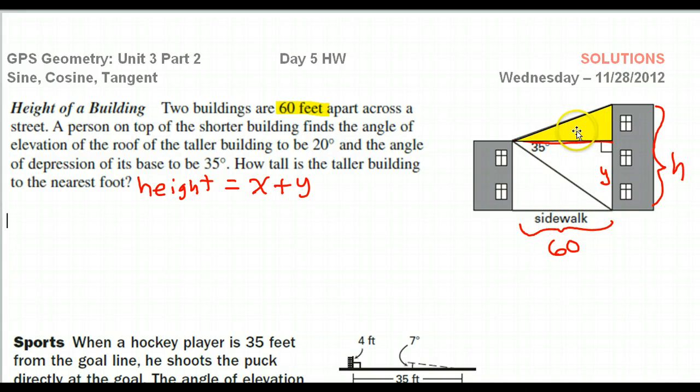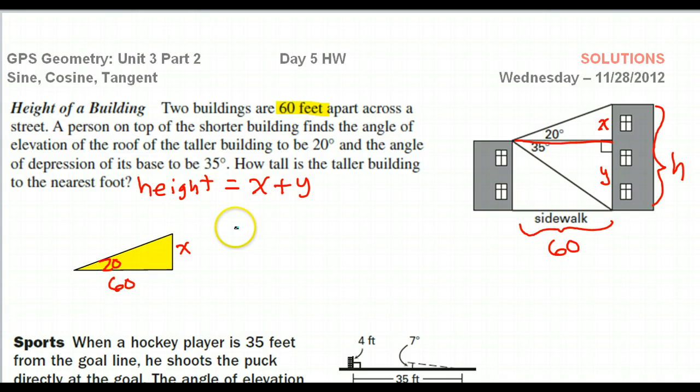Okay, look at this top triangle first. So I'm going to pull that off to the side. So looking at this top triangle, this is 20, and we're trying to find X, and we also know that this is 60. All right, remember that they're 60 apart. This is 60. So it's just a matter of solving this triangle. Well, which trig function is this going to be? Opposite and adjacent. So this is the tangent function.